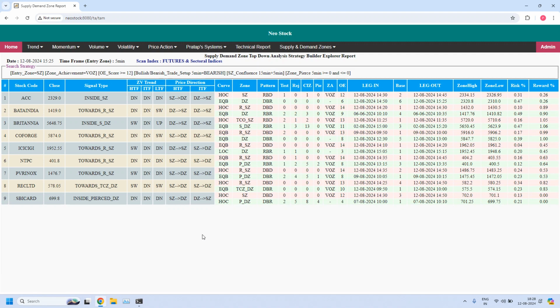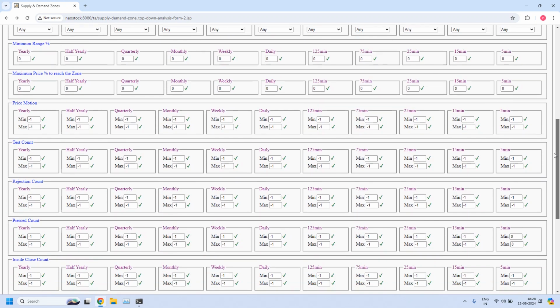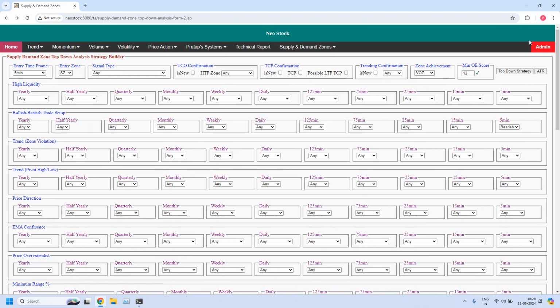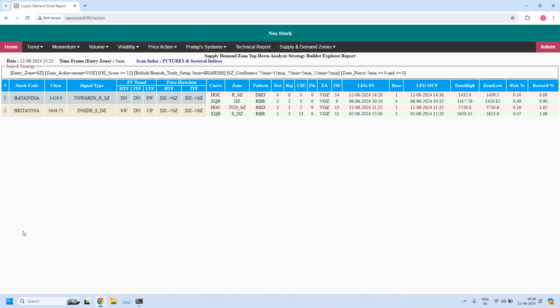Now out of these 9, let us check how many are having even confluence with HTF time frame, that is a 75 minutes time frame. So the supply zone confluence, 5 minute supply zone with 15 minutes, 5 minute supply zone with 75 minutes, and also 15 minute supply zone with 75 minutes. With all the 3 confluence, let us filter the stocks. Only 2 stocks. These 2 supply zones are having confluence with LTF, HTF and ITF, that is 5 minutes, 15 minutes and 75 minutes. So this is about bearish trade setup for hourly income trade.